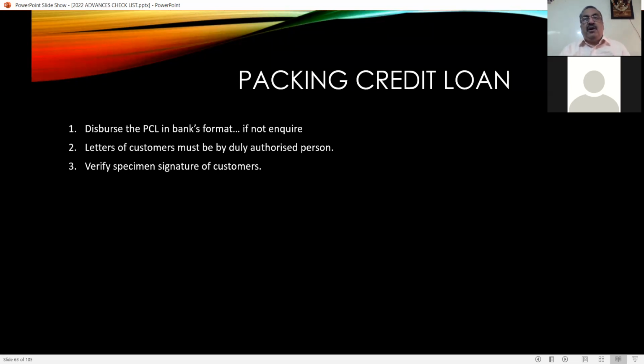In packing credit loan, you have to maintain a separate ledger folio for each and every packing credit loan, and the outstanding of the packing credit loan should not exceed the confirmed order. This is another point that you have to see. Also, running PCL is allowed. This is what you have to concentrate on with reference to packing credit loan. But when you go to the spot and verify the accounts, you will get a lot of queries, so do the audit very carefully.